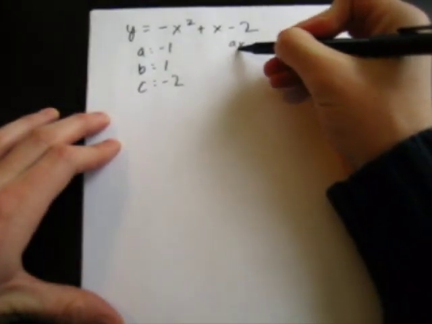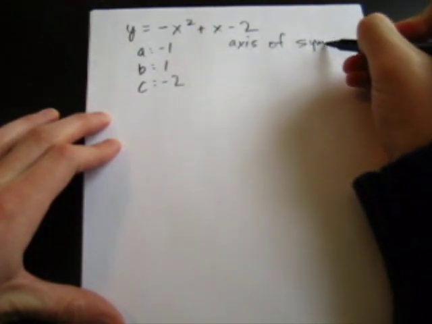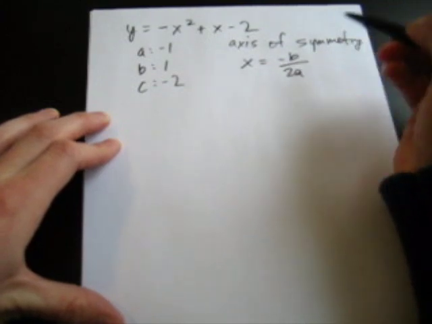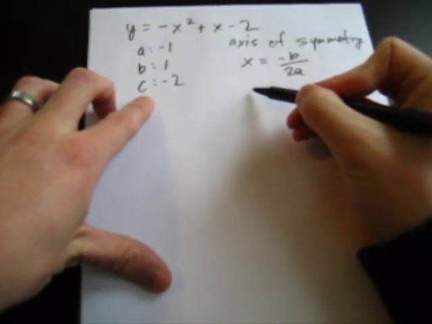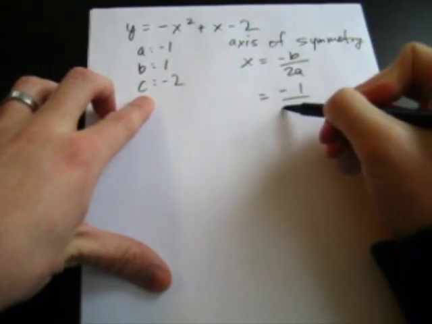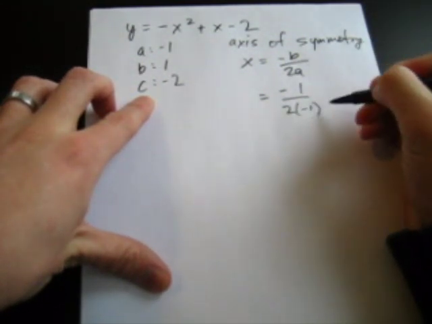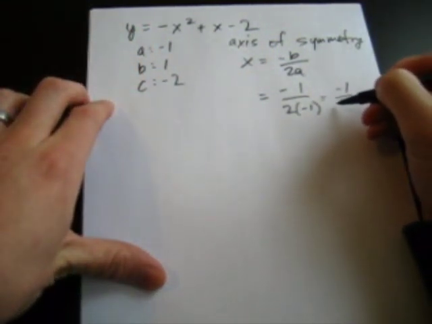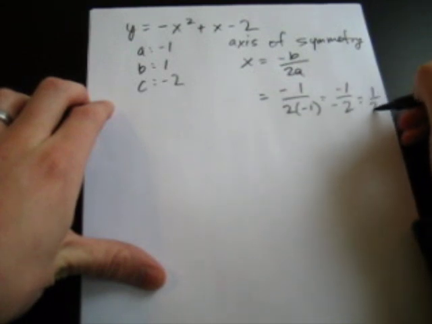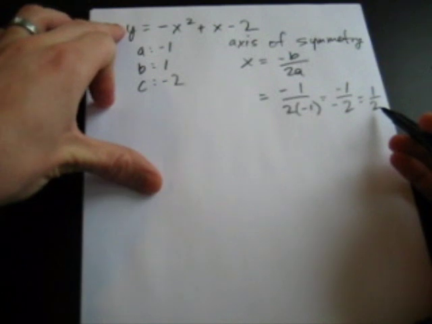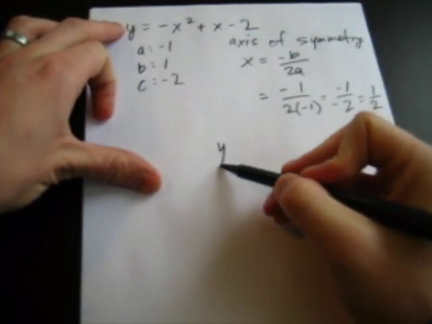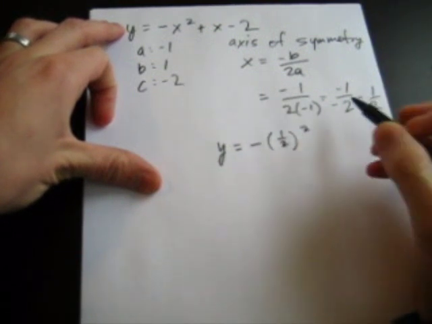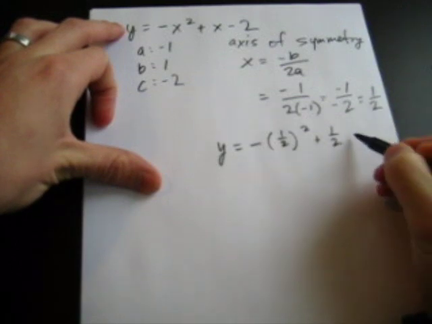First you need to use the axis of symmetry. That equation is x equals negative b over 2a. Substitute in what we did before. So x is going to be negative 1 over 2 times negative 1 for the a and the b. Simplify that. Negative 1 over negative 2, or half. So there's the x. And we get the y by plugging back into here. So y is going to be negative half squared plus half minus 2.